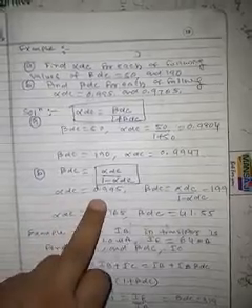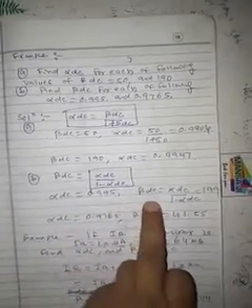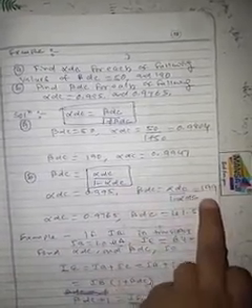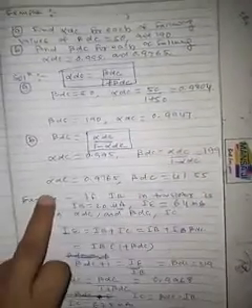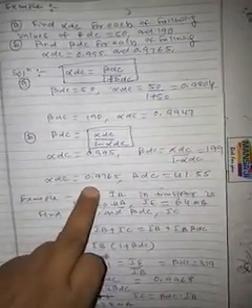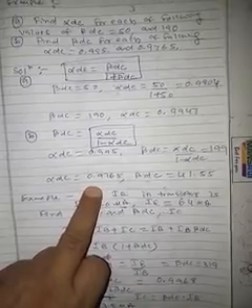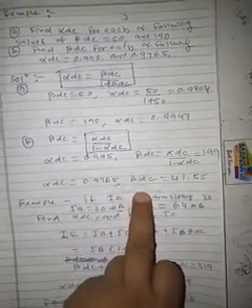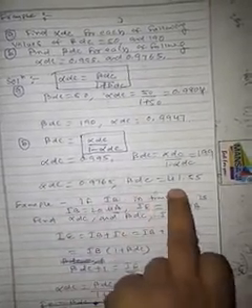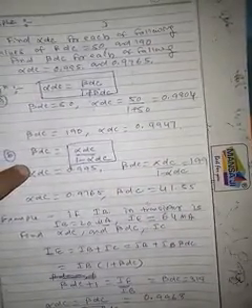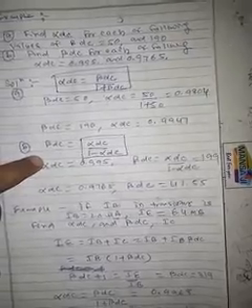So alpha DC is given by 0.995, and you put it here, and you will get beta DC of 199. Again, for the next alpha DC value, that is 0.9765, beta DC will be 41.55. So this is the alpha DC equation, this is the beta DC equation. You have to put the values here and find alpha DC and beta DC.